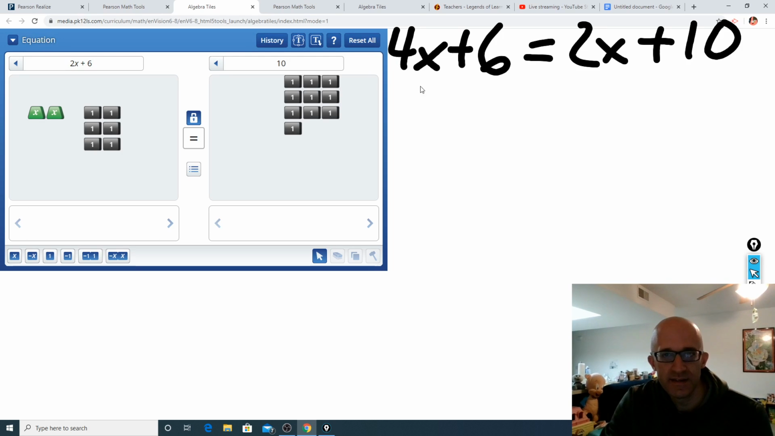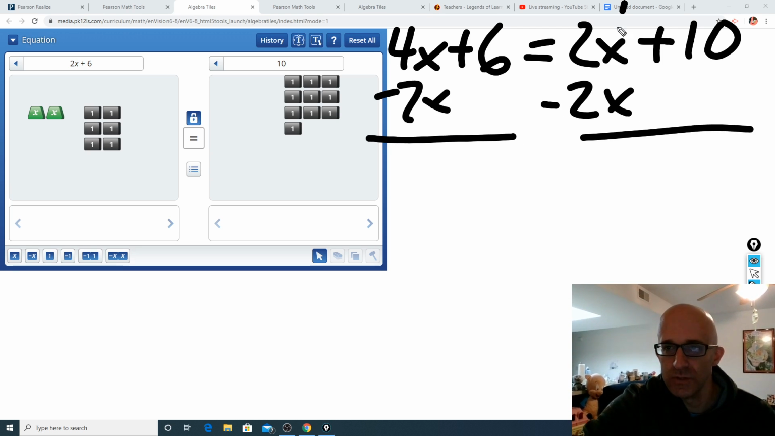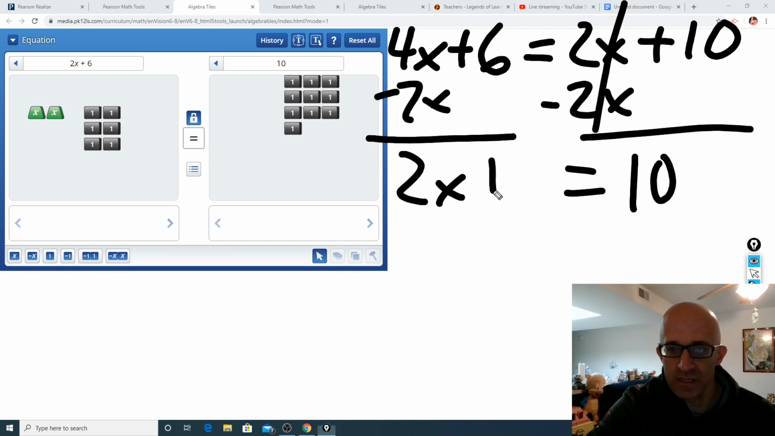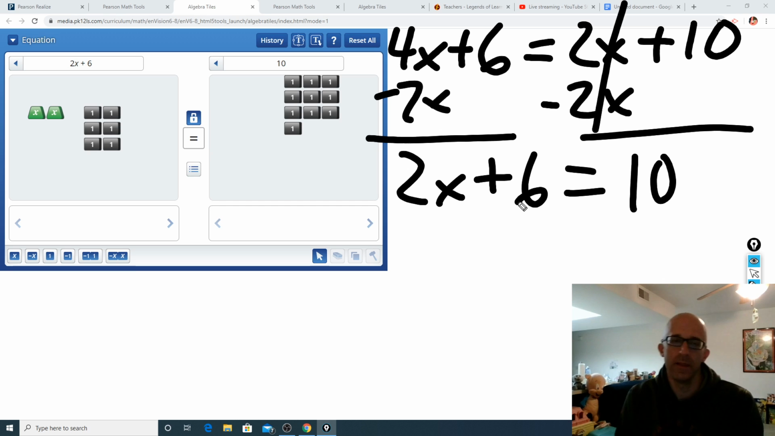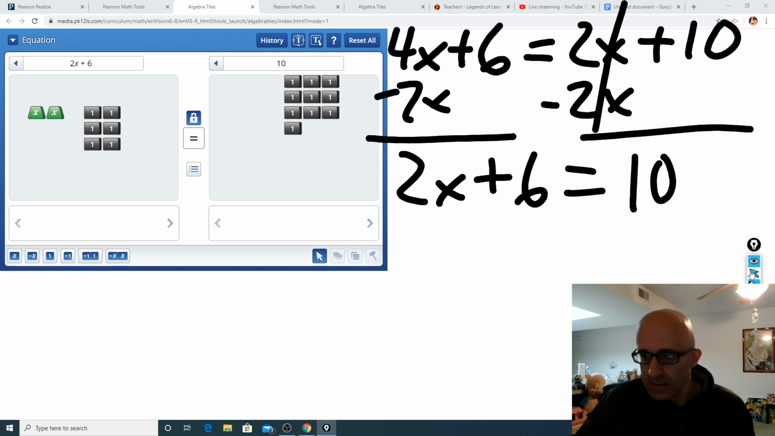Just like if you were to write this out, what you just did is you subtracted 2x from both sides. The 2x's cancel, and you're left with, so far, 2x plus 6 equals 10. So visually, how do we want to get x by itself? Well, now we want to subtract our 6 from one side there.